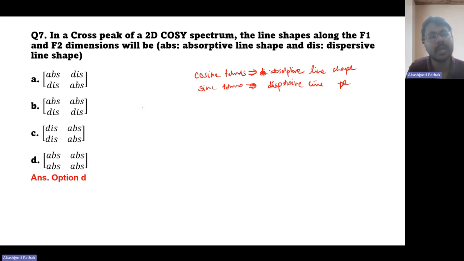Similarly, if you were asked what the spectra will be for the diagonal peak, what would be the answer in that case? The answer will be this, right? All are dispersive line shape. So this will be for the diagonal.